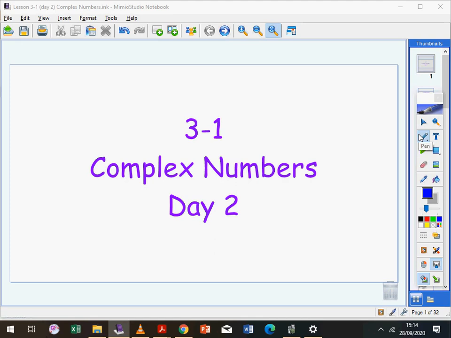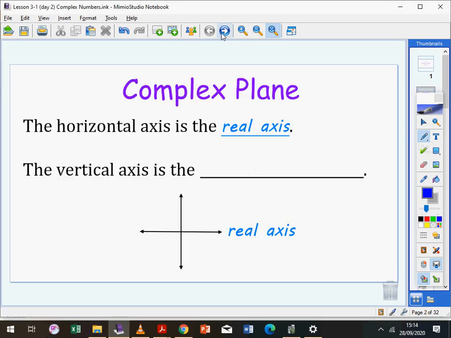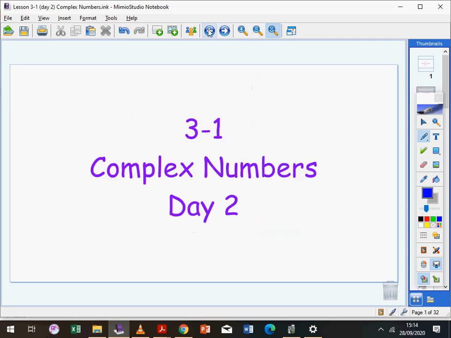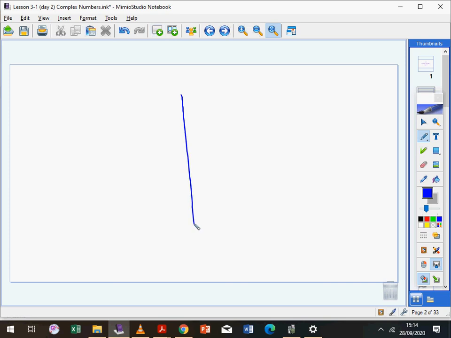So we'll continue our introduction of complex numbers. Now, you know that real numbers, integers or real numbers, can be plotted on a Cartesian plane. And just a reminder, the Cartesian plane is the XY plane.